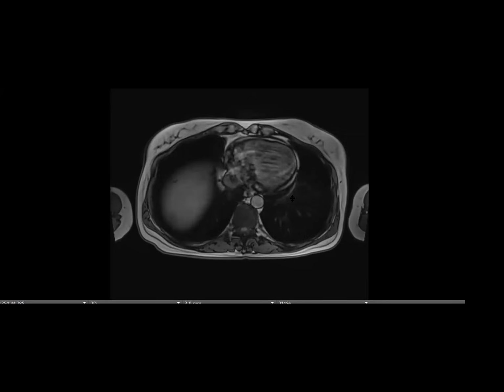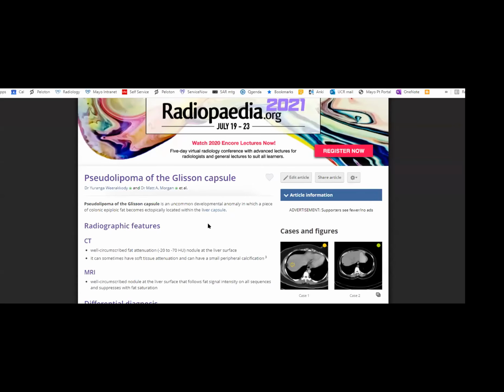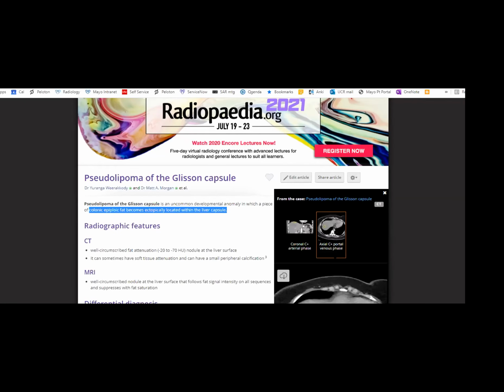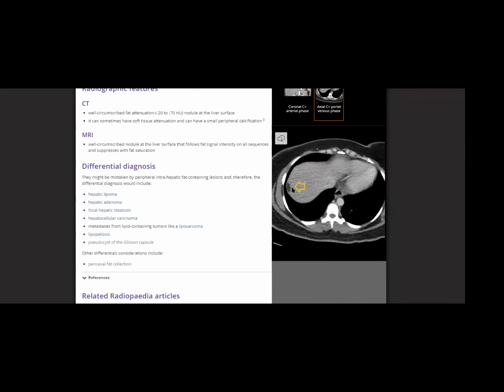So here's the post-phase imaging. Cute. So it's exactly right. Pseudolipoma of the Glisson capsule, and it's like colonic epiploic fat that locates posteriorly to the capsule. And they have that classic location and classic appearance. They're fat attenuation like this, and they're usually in this location, sneaking up behind the liver capsule.